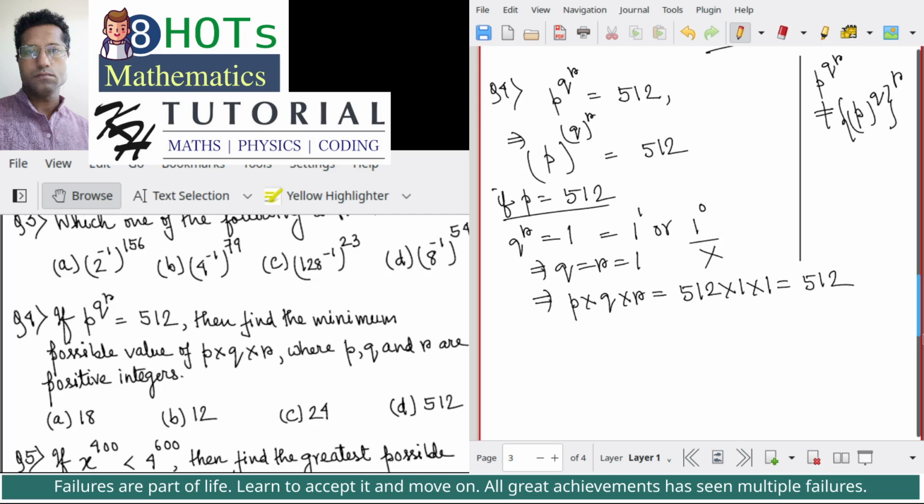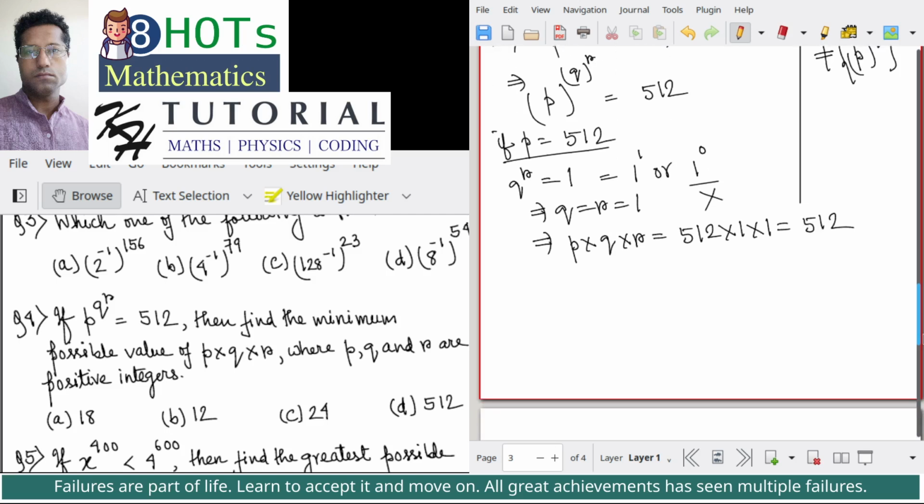So how about we see the individual choices? Since the question is asking to find the minimum possible value of p, q, and r, let's try the minimum choice, that is 12. Let's see if there can be some value of p, q, and r, so that p multiplied by q multiplied by r is equal to 12, and also p raised to the power q raised to the power r will be 512. So p multiplied by q multiplied by r is equal to 12. What can the possible values of p, q, and r be?